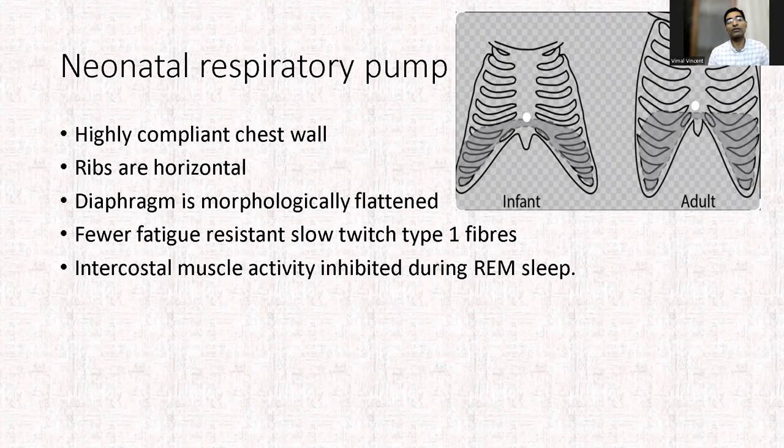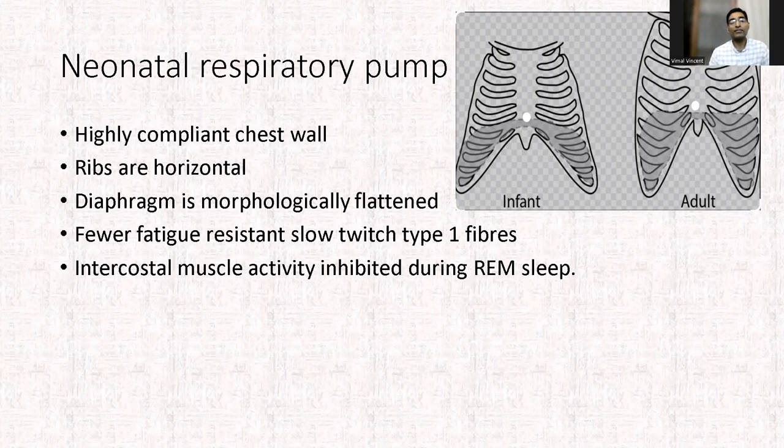Another aspect is the horizontal ribs, which do not take part much in ventilation. The diaphragm is morphologically flattened and is not as effective as in adults. In adults, the diaphragm acts as a piston, but in infants, it acts as a bellows, so it is less effective. And there are fewer fatigue-resistant slow-twitch type 1 fibers. As a result, the diaphragm gets fatigued earlier, so when there is respiratory distress, these babies can go into respiratory failure early.